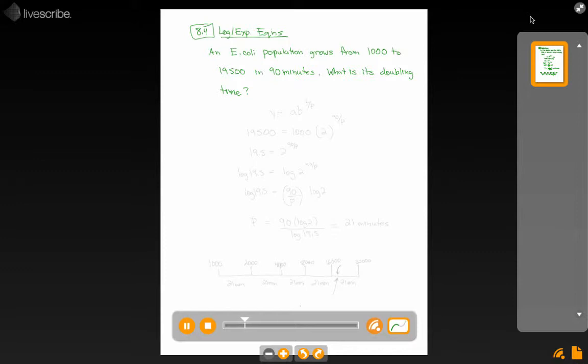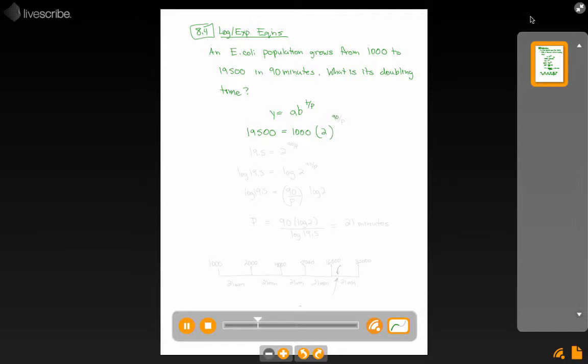In the last example, we went into some depth about how to set up this equation. So if you're having trouble with this part of it, please look at that previous example. What we have here is the final amount is 19,500. The initial starting amount was 1,000. What it's doing every time period is doubling.